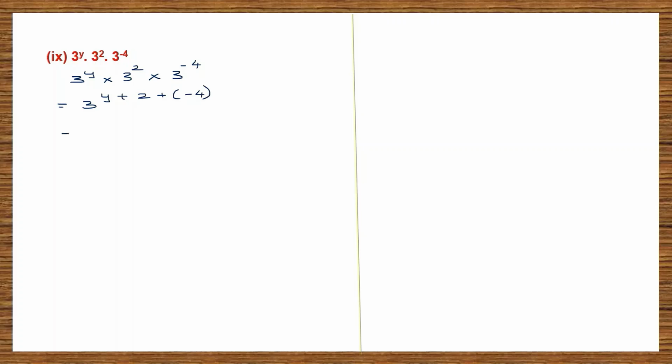So this will be 3 raised to the power of y. Y will remain the same. Now let's work on plus 2 and plus minus 4. So that is plus 2 plus minus 4. Let's open the brackets. So 2 minus 4, signs are different. So we put the sign of the bigger number and subtract: 4 minus 2 is 2. So we get minus 2. So write it down here, y minus 2. So what is our answer? 3 raised to the power of y minus 2.